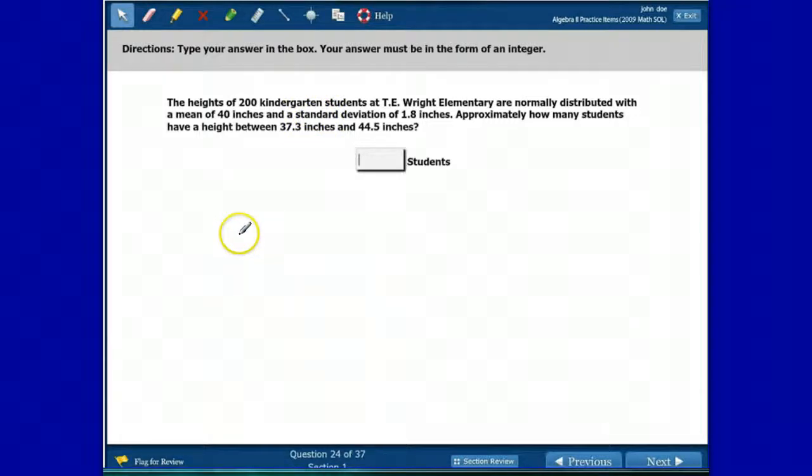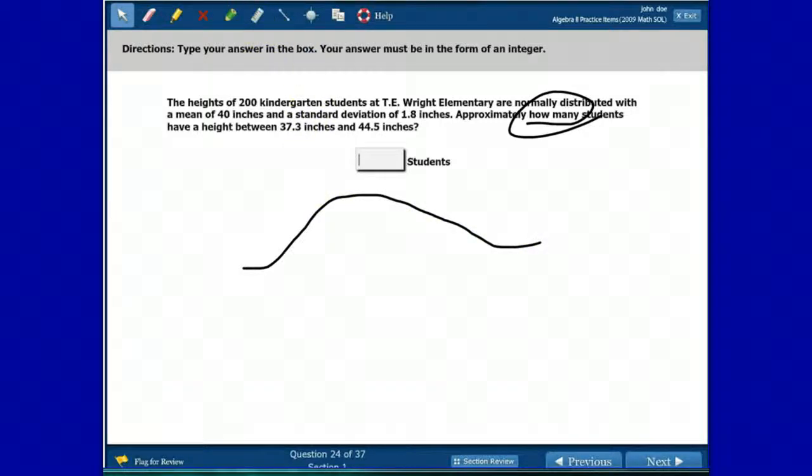Alright, so the heights of 200 kindergarten students are normally distributed with a mean of 40 inches and a standard deviation of 1.8. Approximately how many students, and how many is very important, have a height between 37.3 and 44.5?